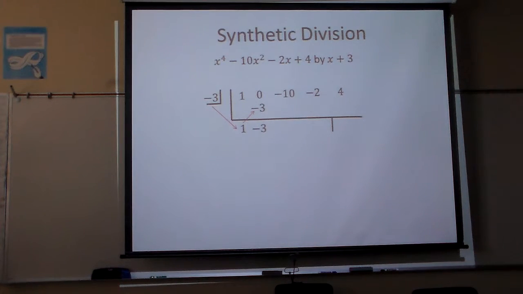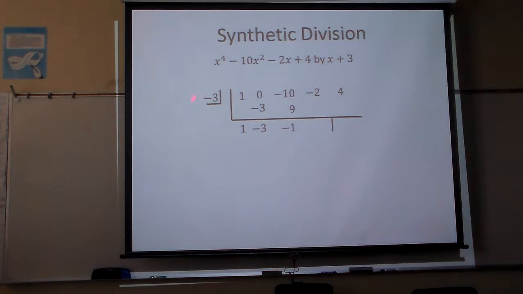Now what I'm going to do is this. I'm going to take this negative 3 times that negative 3. It's 9. And now I'm going to write that 9 there. Now, because I'm using the opposite, I can add. What's negative 10 plus 9? Negative 1.